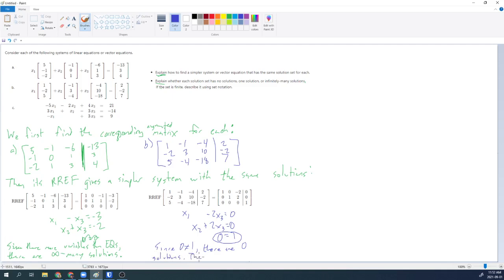The solution set is, and I could write a 0 with a slash through it, or I might write just a set with nothing in it.